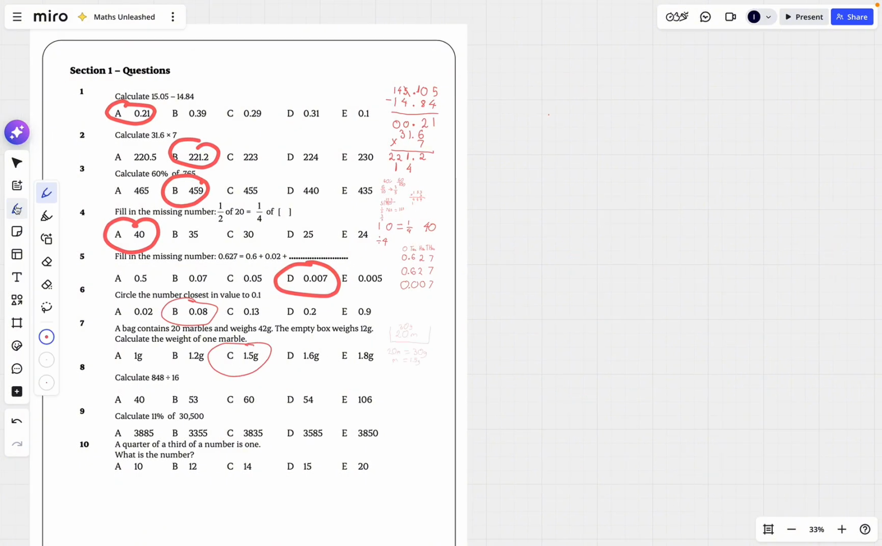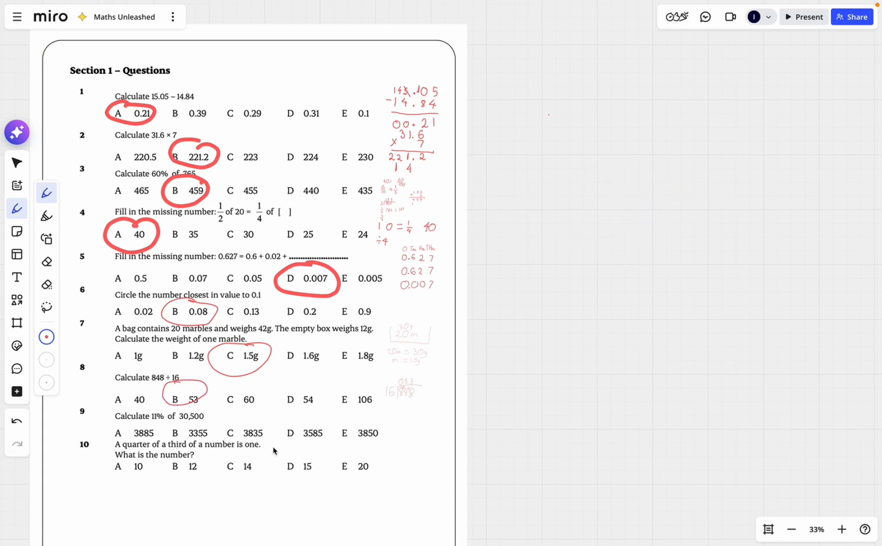The next question says, calculate 848 divided by 16. Here, we will use the bus stop method. First of all, we ask how many 16s fit into 8. This is 0 with a remainder of 8. Next, how many 16s fit into 84. This is 5 with a remainder of 4. And finally, how many 16s fit into 48. This is 3. So therefore our answer is 53.